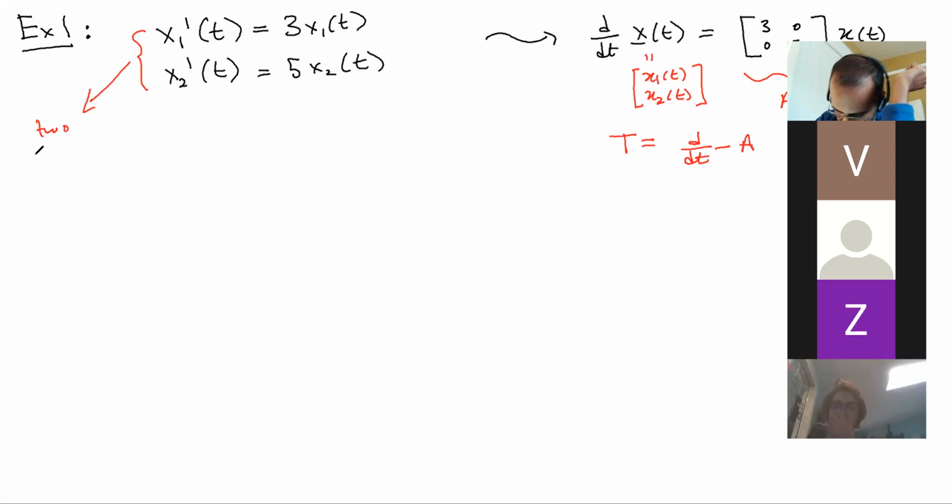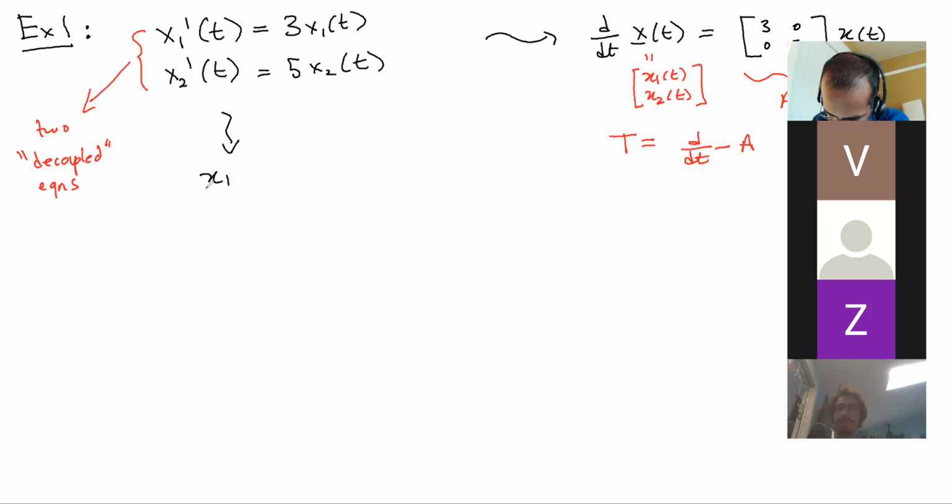Wouldn't it be e to the 3t? Someone said it in chat. Yeah, exactly. So these are two, I'm going to say, decoupled equations, which means they have no interaction with each other. So really, you could have done this in math 1b.